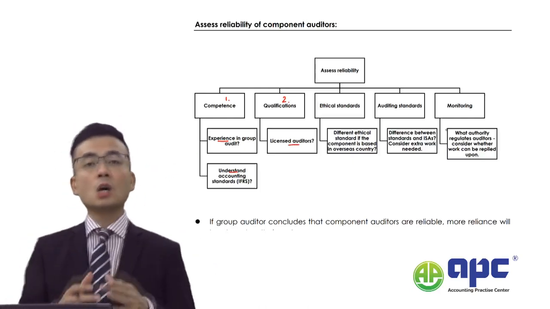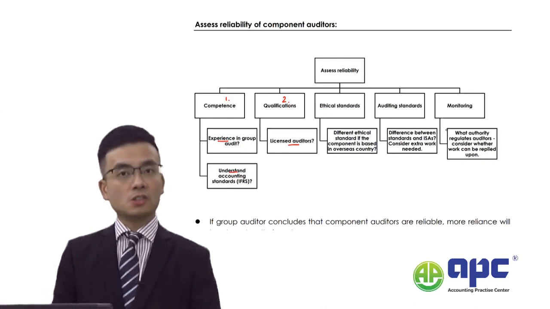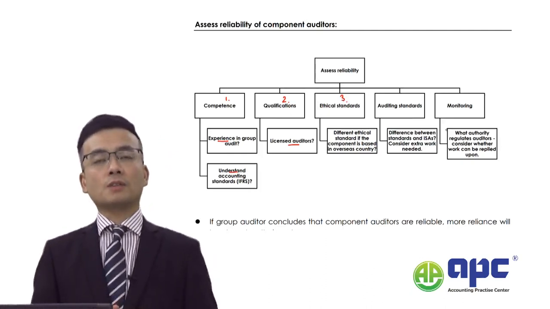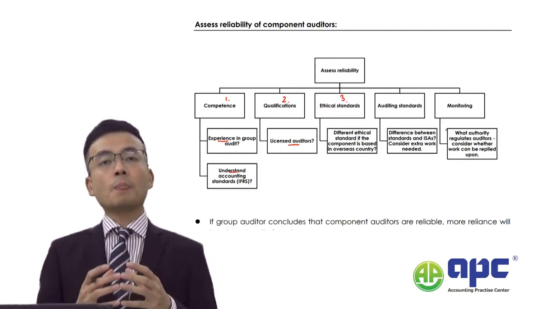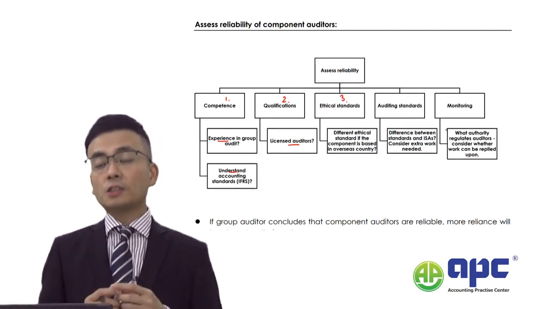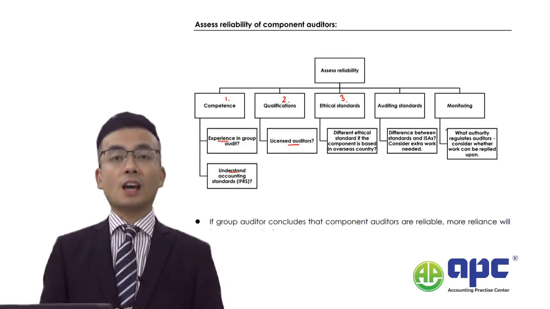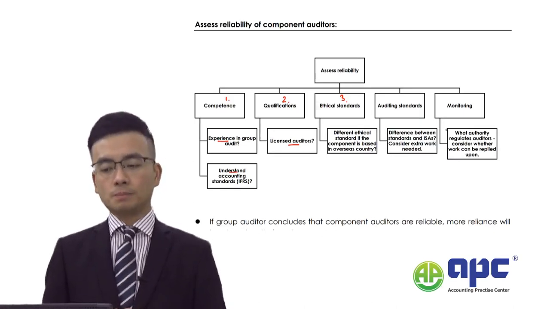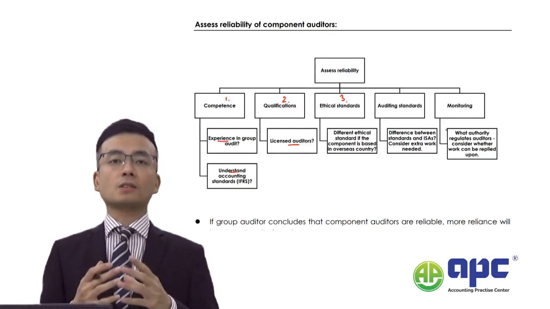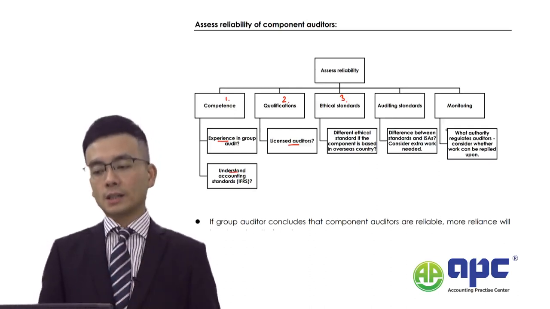So in practice, we simply obtain their curriculum vitae or the CV and assess the experience as well as the qualifications. And third, we also need to assess the ethical standards that they are following. So probably the subsidiary inside the group may be based in overseas countries. So if this is the case, then the component auditors may be following a completely different ethical standard than the group auditor. So make sure that if there are any differences in ethics, you will do further work to solve that gap.